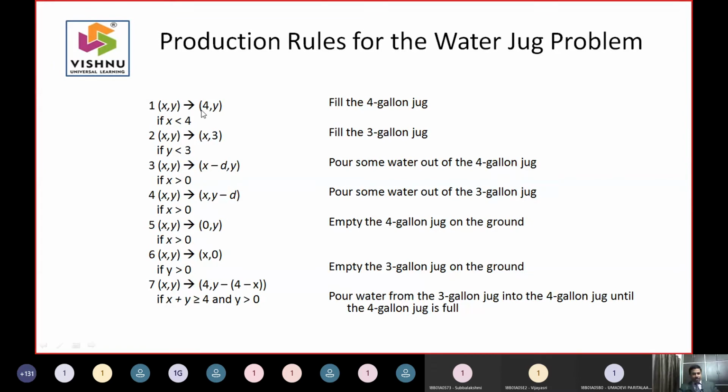You need to write the production on the left hand side. Can somebody tell me why you are concerned about productions? Why are you concerned about representing the knowledge in terms of productions? Can somebody unmute and tell?